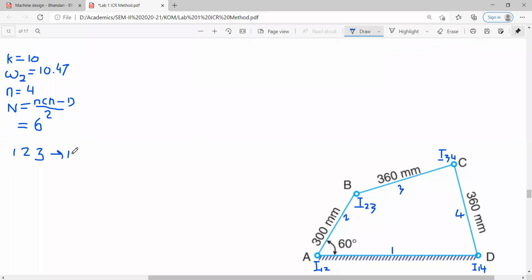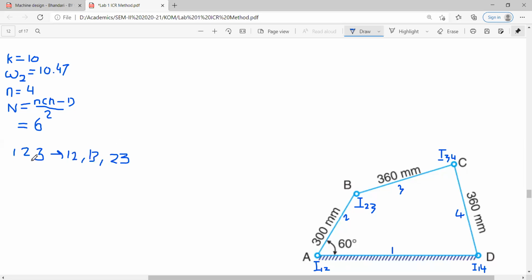Which combinations are possible? ICR 1 2, this is one combination. Then 1 with 3, so I 1 3. This is one. And next is ICR 2 3. This is the next combination. The small digit you have to write first, and the one which is bigger you have to write next. So these 3 ICRs are possible: I12, I13, and I23.